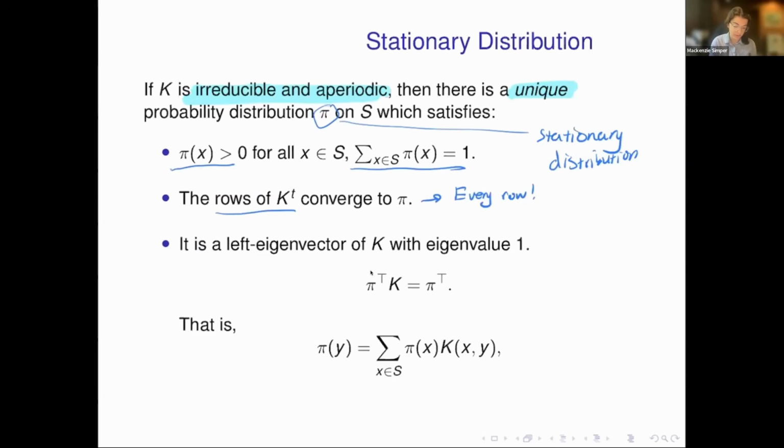We can solve for the stationary distribution using linear algebra, because if we think of it as a vector, it satisfies pi k equals pi. So it's a left eigenvector of k with eigenvalue 1. Another way of writing that is that for all y in our state space, pi of y is the sum over x in the state space of pi of x, k of xy. Looking at this equation, I think it's intuitive to think of pi as a stationary distribution: if I sample from the stationary distribution and then take one step according to the Markov chain, the random distribution of where I am after that one step is still according to pi.